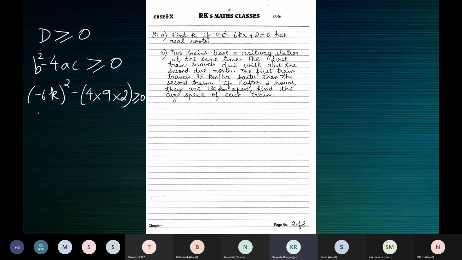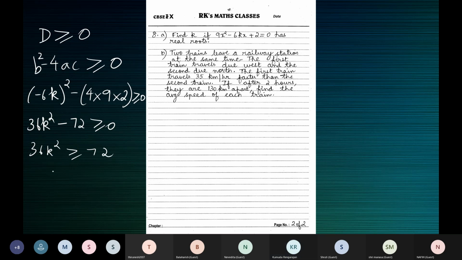Now work this. What is minus 6k the whole square? 36k squared, minus 72. So 36k squared is greater than or equal to 72.